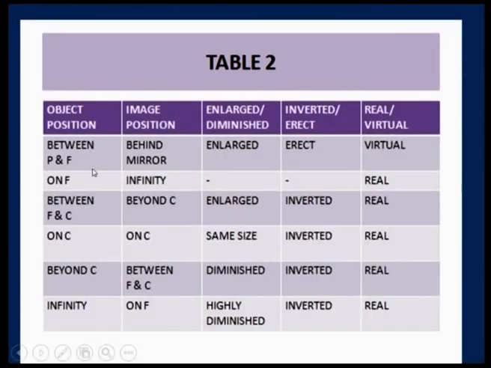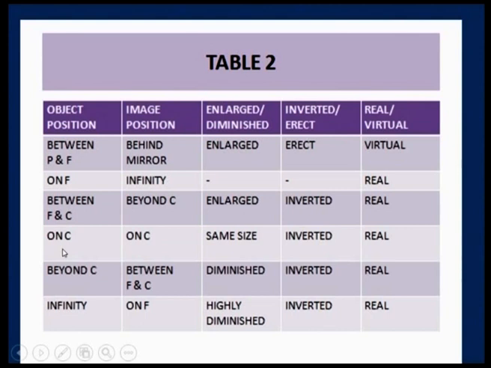That is, when the object is kept between P and F, the image position is behind the mirror, it is enlarged, erect and virtual. When the object is on F, the image position is at infinity. When the object is between F and C, that is, object is at 30 centimeters, the image position is beyond C. That is, the image position value will be more than C value. It is enlarged, inverted and a real image.